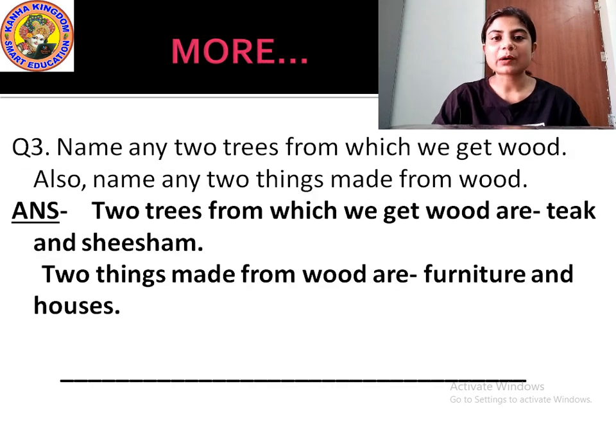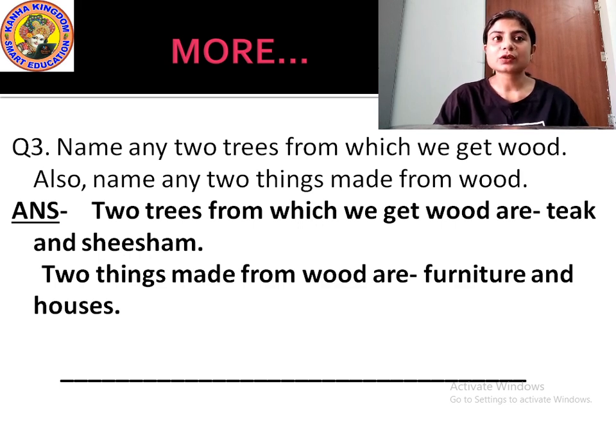So students, this is our last question. Question number 3. Name any two trees from which we get wood. Also name any two things made from wood.